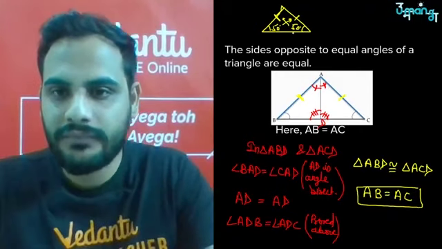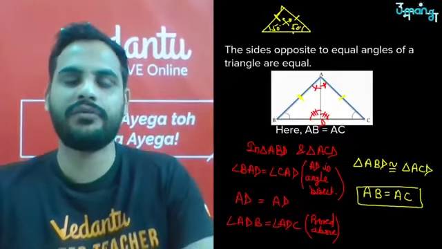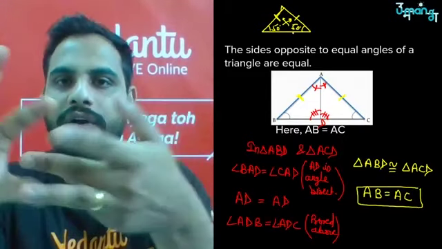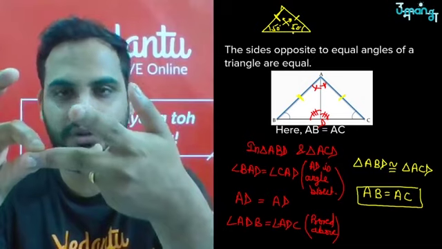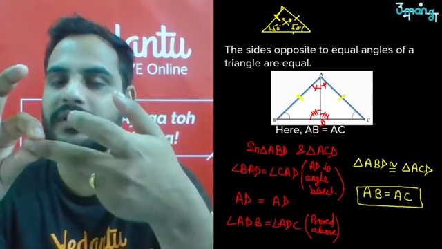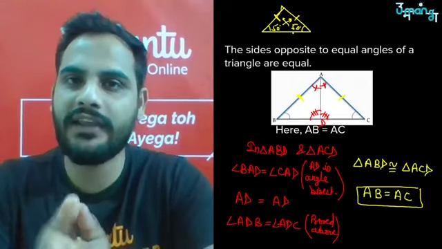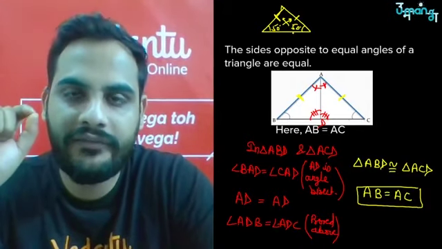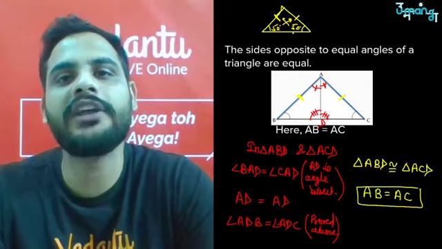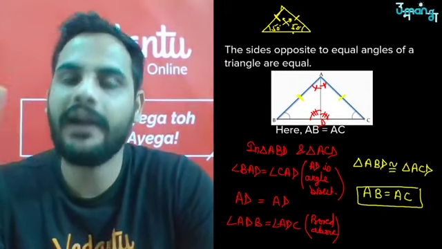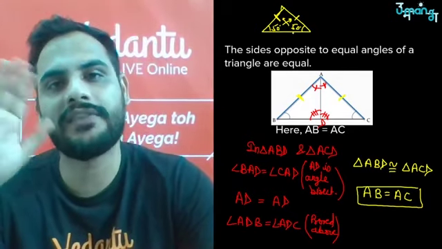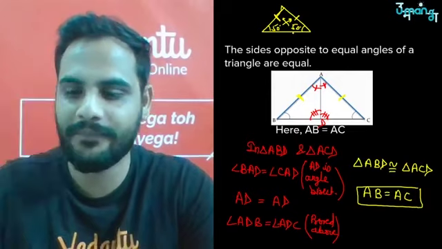Okay. So these are two important parts. What we have learned first: angle, side, angle criteria, two angles and the side containing both the angles, and then side, angle, side, two sides and the angle between them. Then for isosceles triangles, we have learned that if in an isosceles triangle two sides are equal, the angles opposite to the equal sides are also equal. And if in a triangle two angles are equal, the sides opposite to equal angles are also equal. It works vice versa.